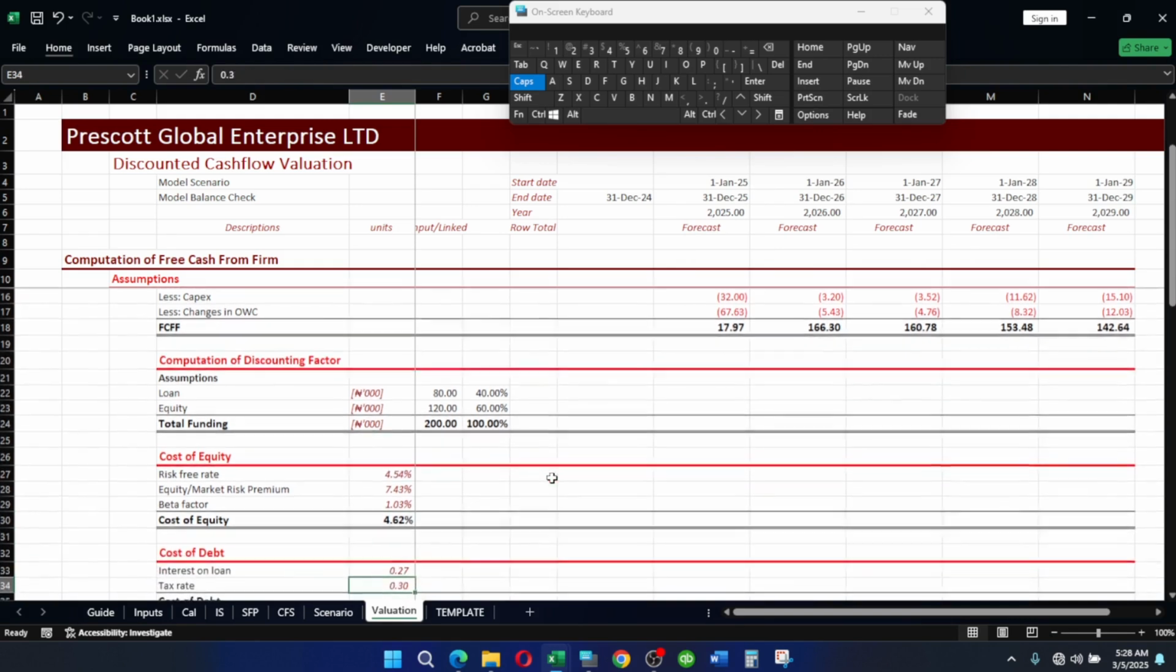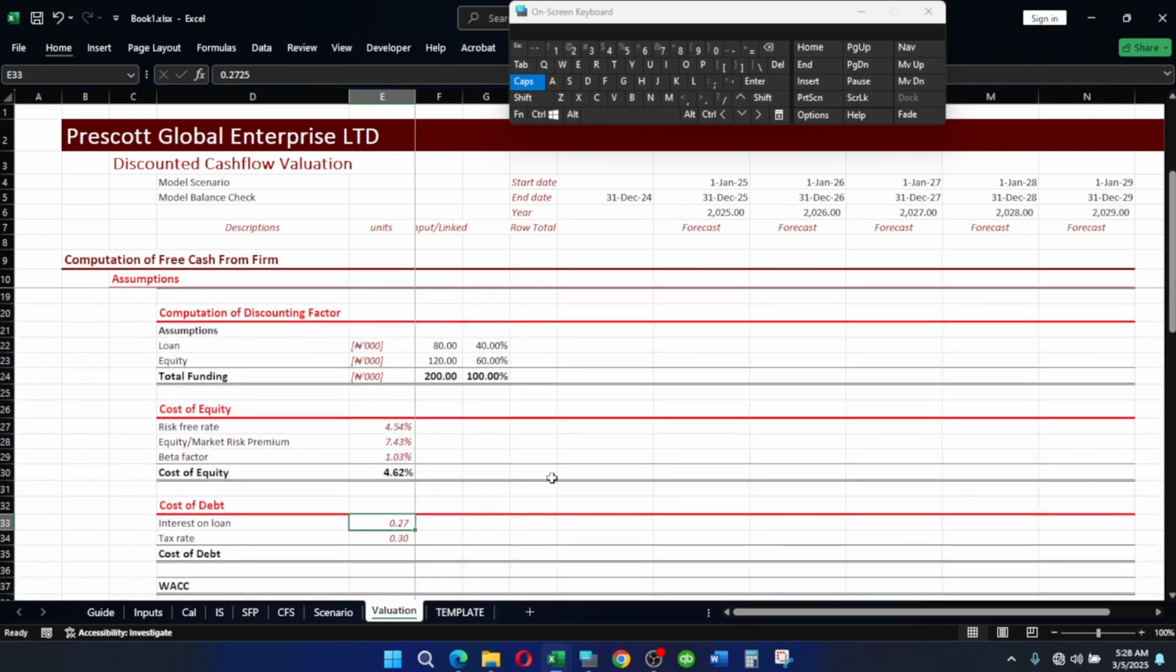So when we come back in the next section, we're going to look into the cost of debt. The cost of debt is what it costs us to obtain loans.